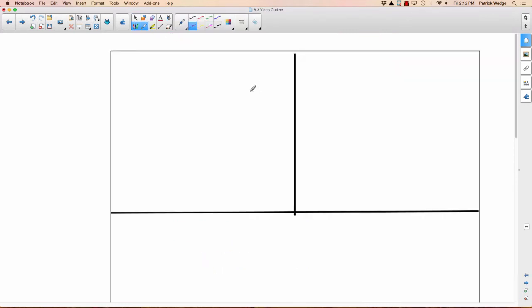Okay, we got a big table here of some properties about logarithms. The base b logarithm of b to the x equals x. Okay, does that make sense? Here's a little proof for you.